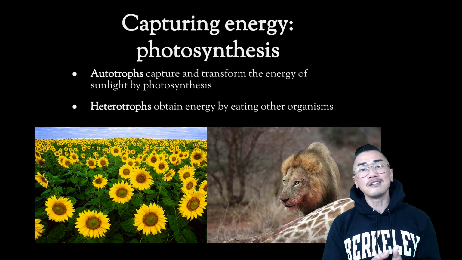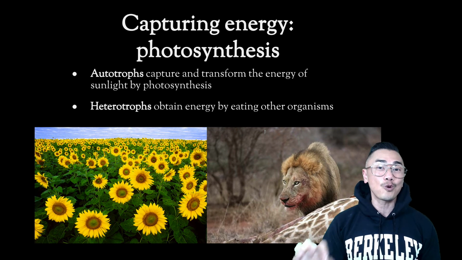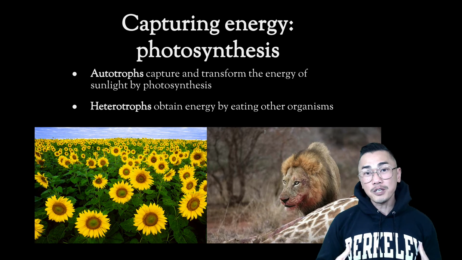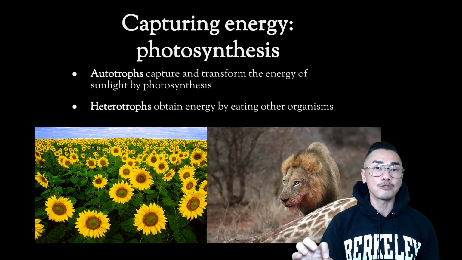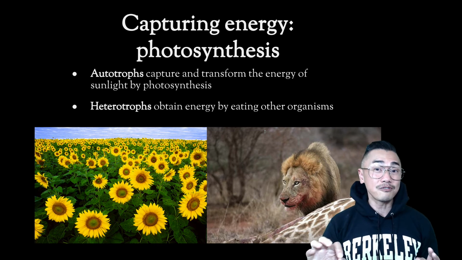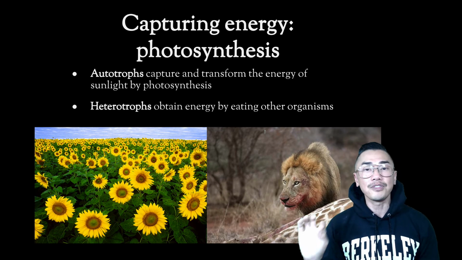Heterotrophs, on the other hand, are organisms that have to obtain energy by eating other organisms. We humans and the lion in the photograph are examples of heterotrophs. Hetero means different, troph means food, so heterotrophs get their food from a source other than themselves.